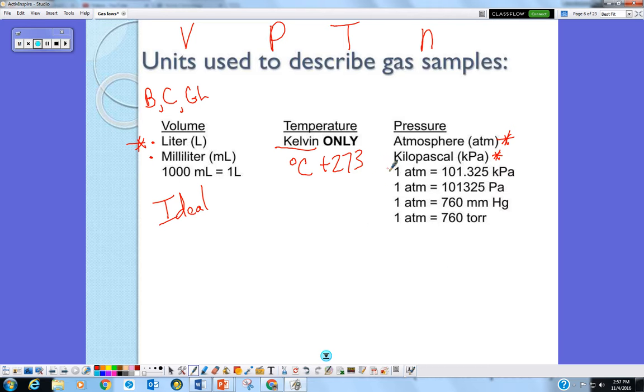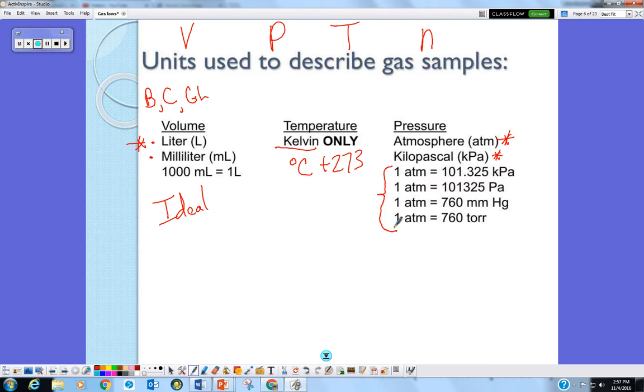And then if I've ever presented anything other than atmosphere or kilopascal, here are the conversions. 1 atmosphere is equal to 101.325 kilopascals, or 101.33 kilopascals. 1 atmosphere is equal to 101,325 pascals, because remember that 1 kilopascal is equal to 1,000 pascals.